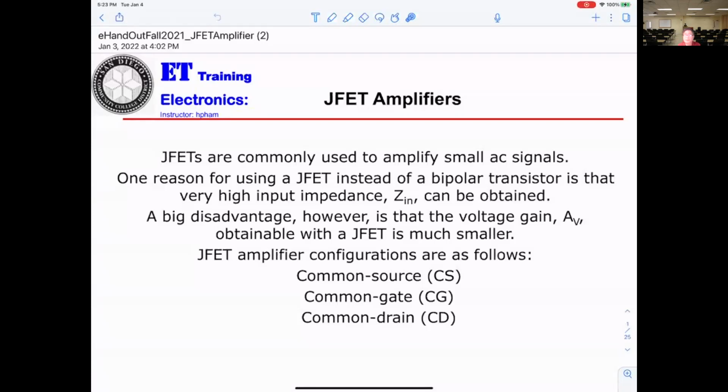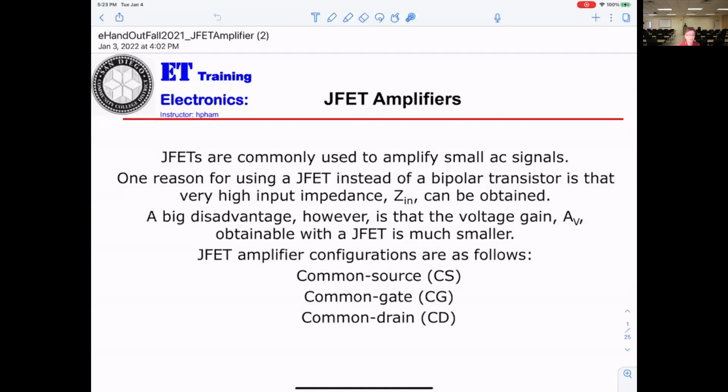Okay, we're talking about the JFET amplifier. Basically, we will be using JFET to amplify AC signals. And they're telling you one reason why we're using JFET instead of bipolar: JFET has a very high input impedance. However, JFET does not have much gain.